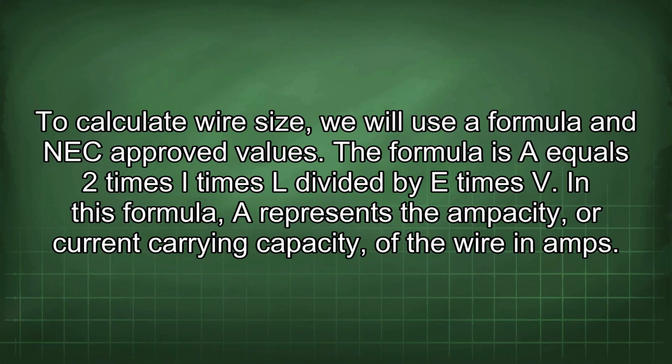To calculate wire size, we will use a formula and NEC approved values. The formula is I equals 2 times I times L divided by E times V. In this formula, I represents the ampacity or current carrying capacity of the wire in amps.